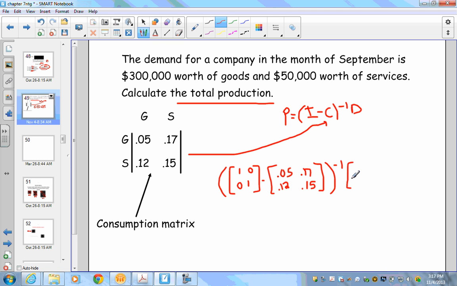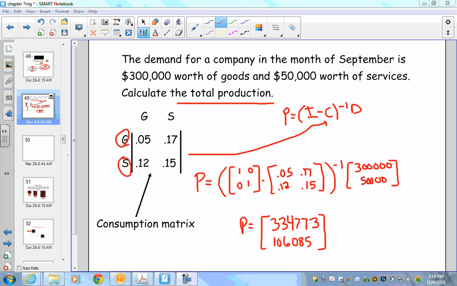Remember, the demand matrix needs to be written in a column, and I'm going to put 300,000 over 50,000 because my consumption matrix tells me to put goods over services. So this is my production. Let me put my P in there just to be thorough. After we calculate everything and put it into our calculator, we get an answer of this right here for our total production. Remember that our total production numbers are always going to be higher than our demand. So there are your answers right there.